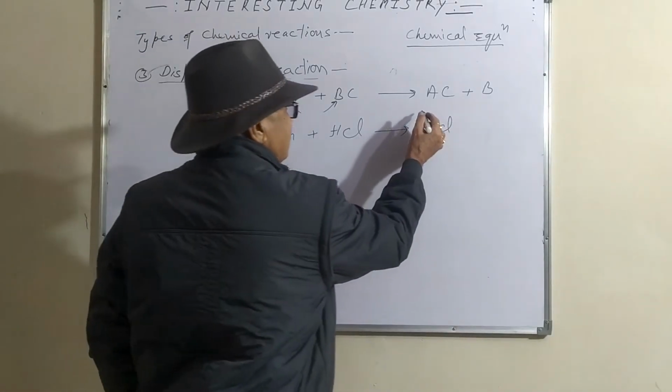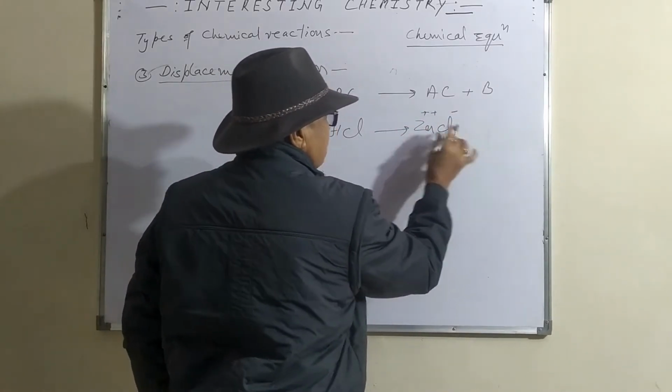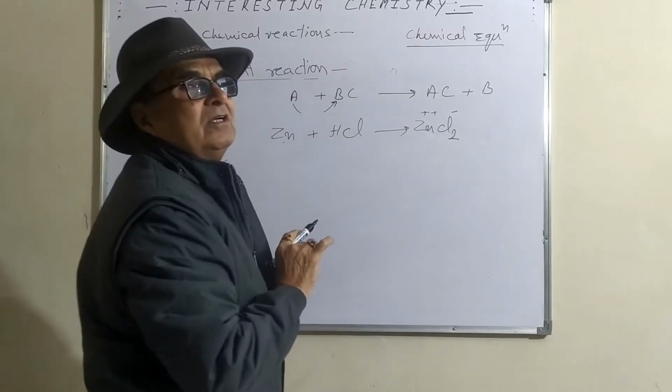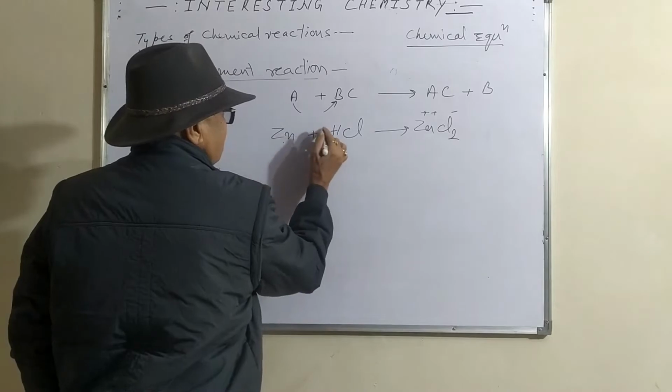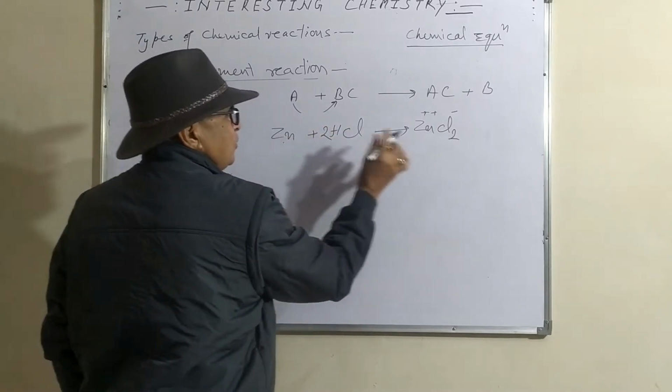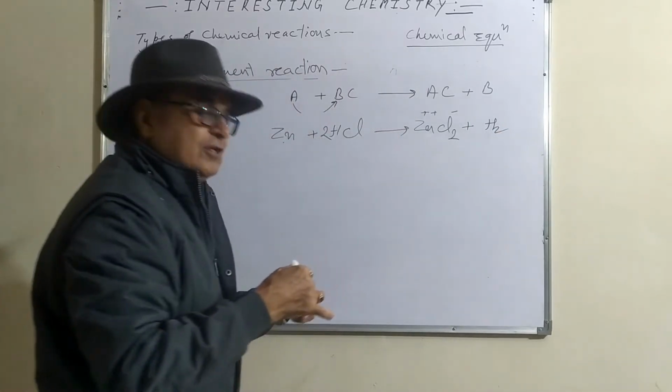So here it is Zn, the valency of the Zn is 2, and here ZnCl2. You should write ZnCl2. Again, here you require 2 chlorine. So you will calculate, and these 2 hydrogen will come out here as H2. So it is the equation.